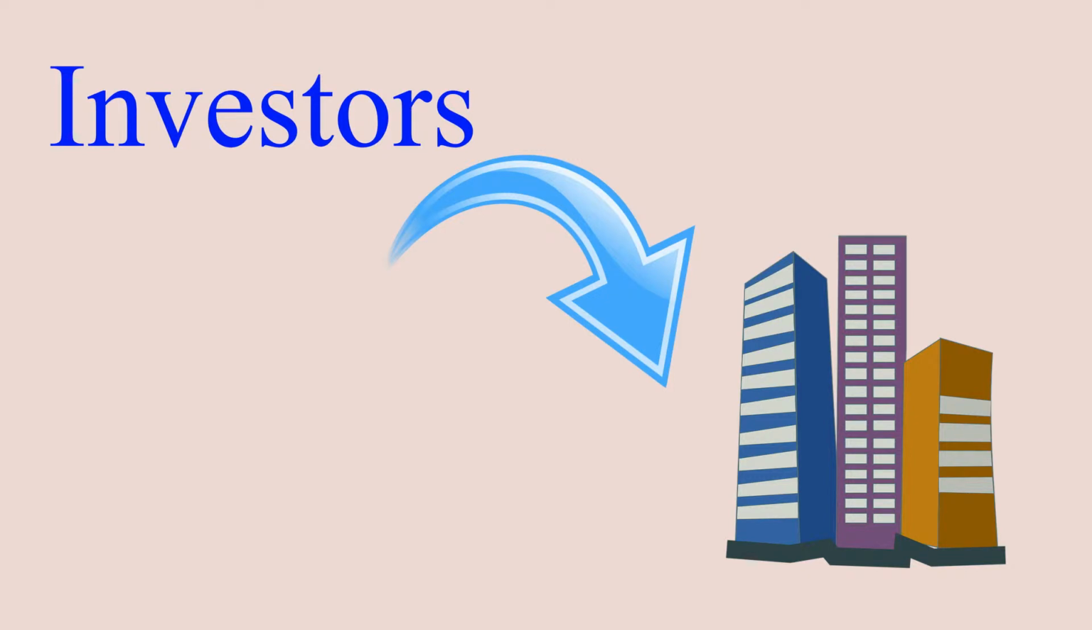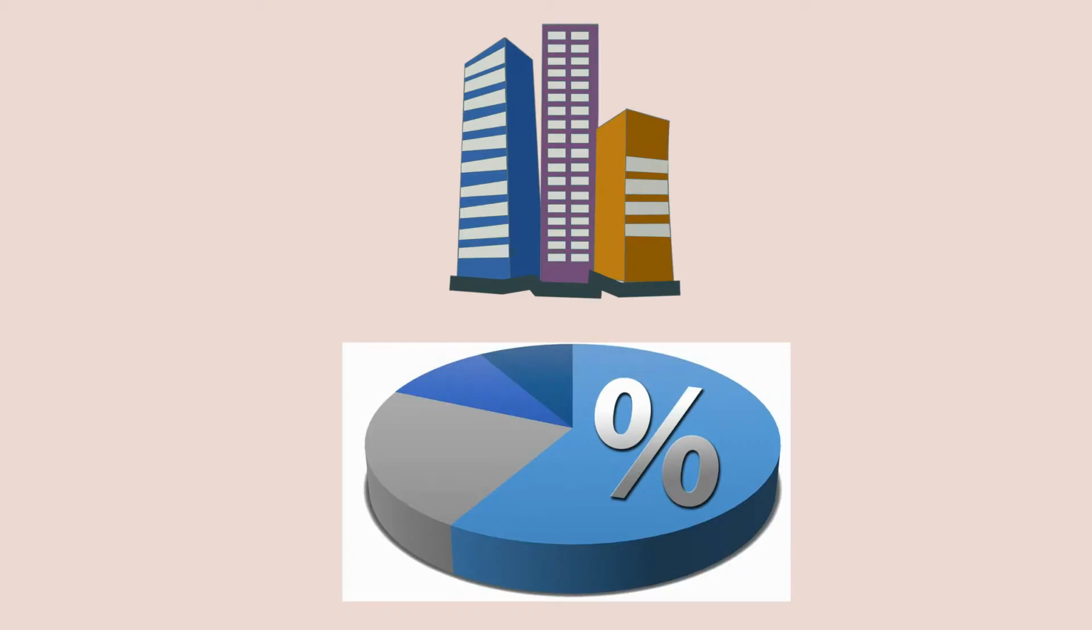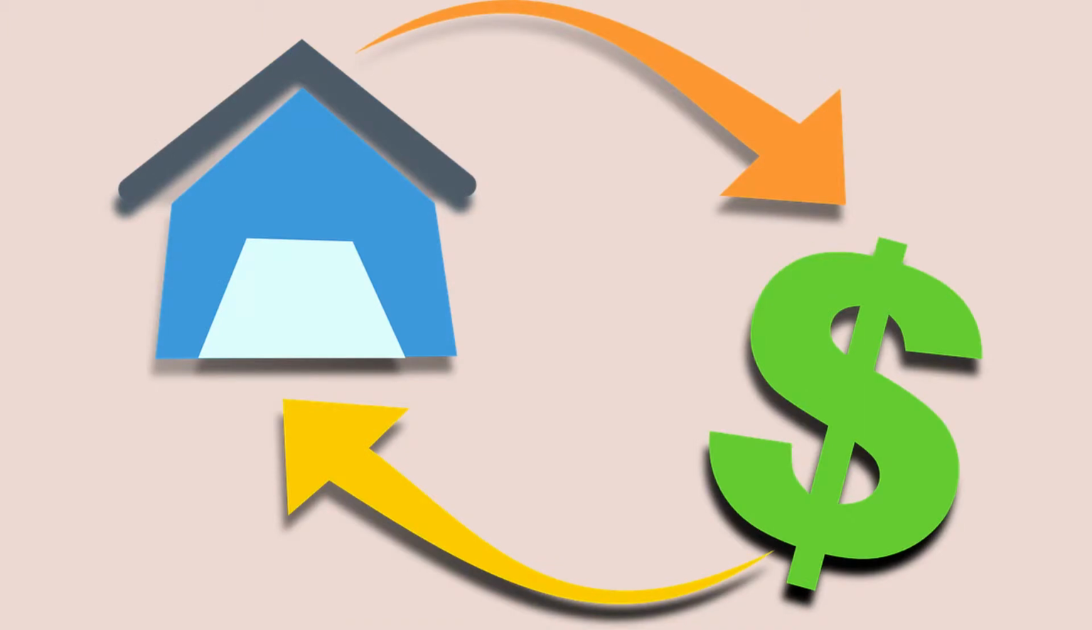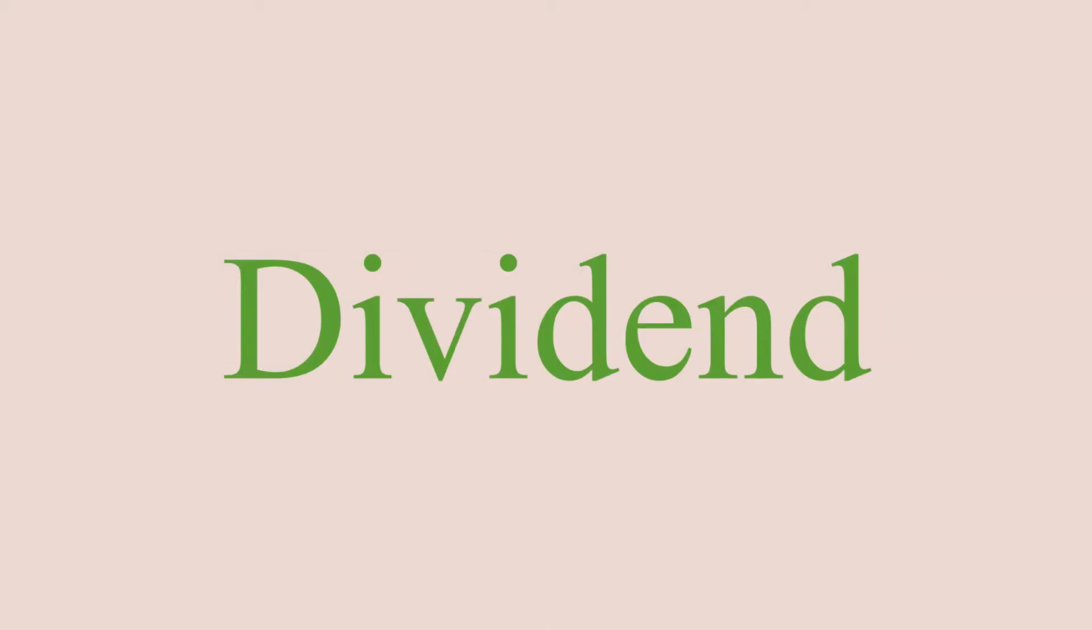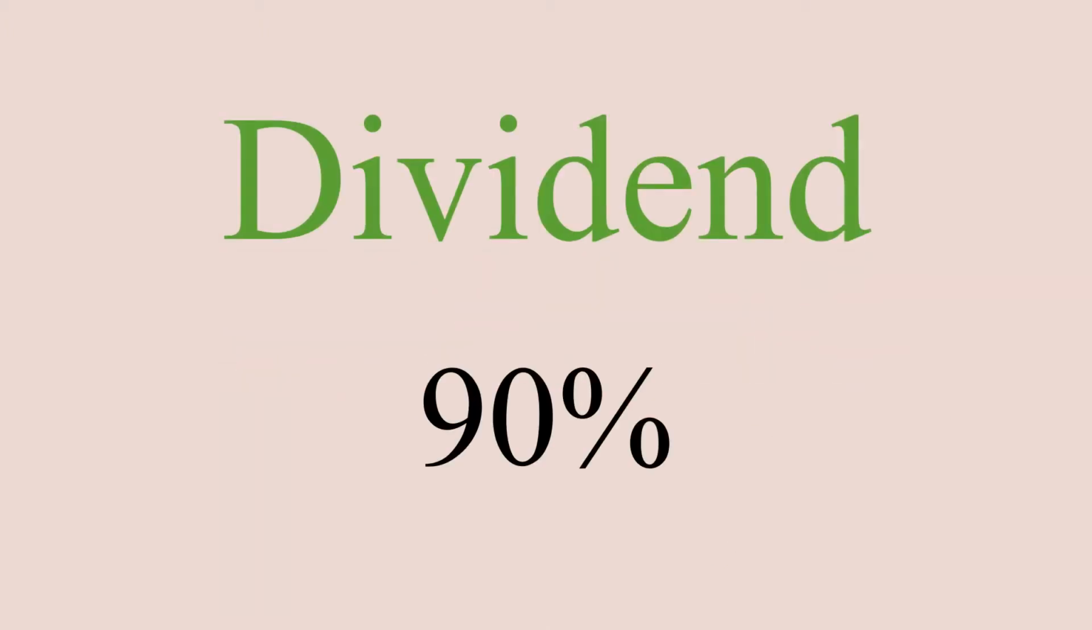You get an ownership stake in all the properties that that REIT owns. Therefore, you get a piece of the income or losses that those properties produce. You receive that income in the form of a dividend. REITs are required to pay at least 90% of their income out to shareholders in the form of a dividend.